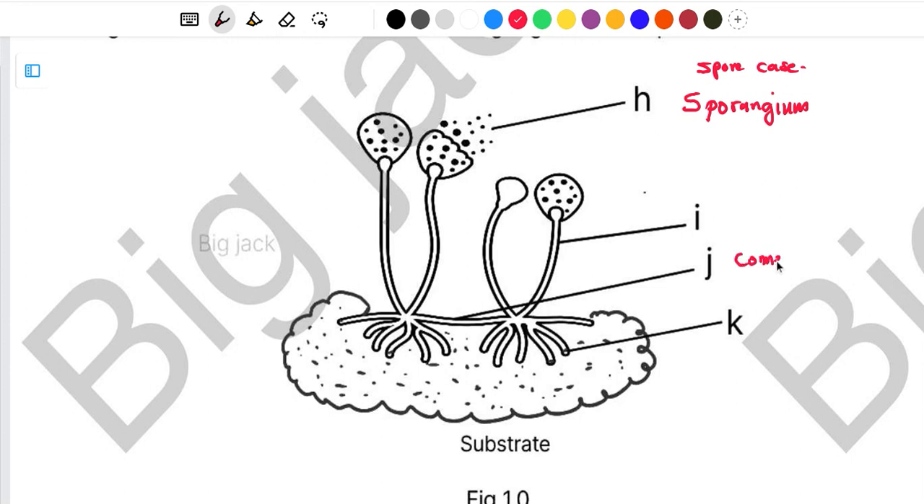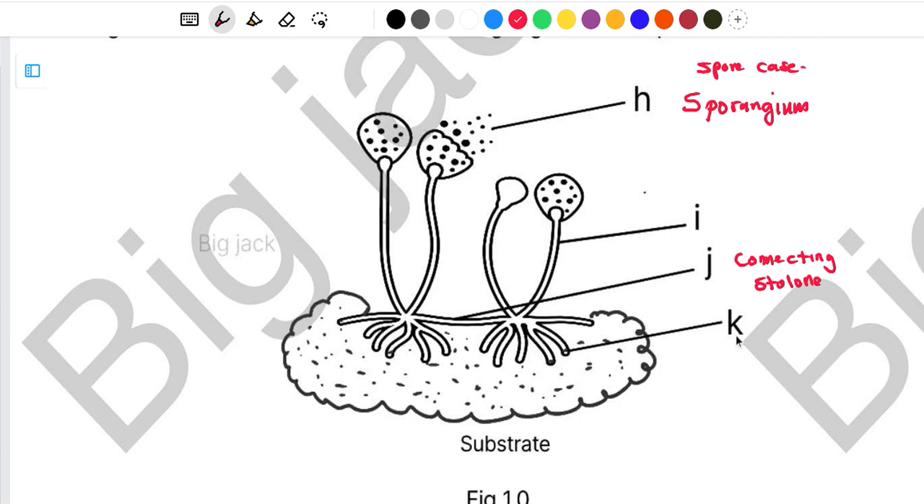So the connecting stolon is the one that connects 2 different Rhizopus. As you can see, this one is a different Rhizopus, as well as this one is a different Rhizopus. So there is a connection here. And that's the reason why it is called the connecting stolon. So that is what it does in terms of the function.